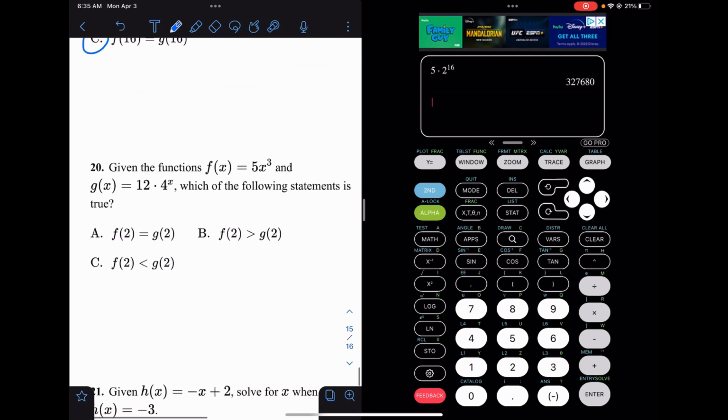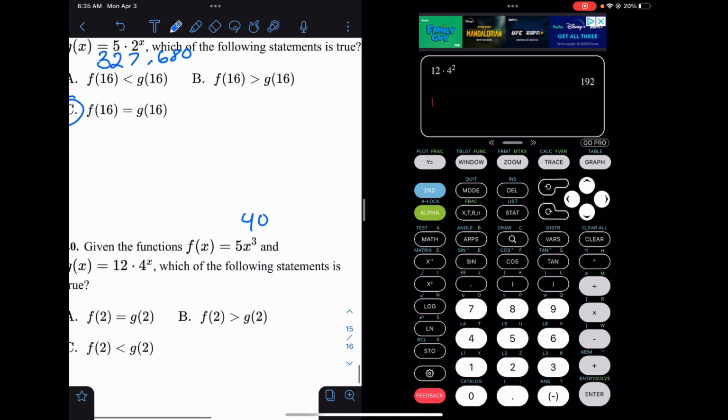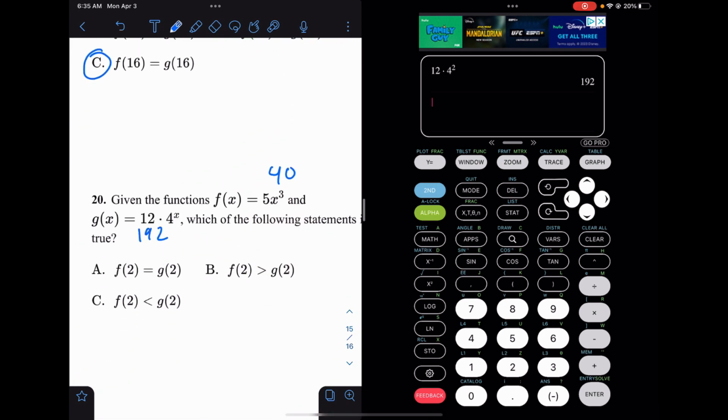All right. So now next one. If you look at these ones, you literally have to look at the answers to see what you're plugging in. Here they want us to plug a 2 in, right? So we're going to do 5 times 2 cubed, and I get 40. And for this bottom one, I'm going to get 12 times 4 to the power of 2, and I got 192. So f of x is equal to 40, and g of x is equal to 192. So g of x is greater than f of x. That would be your answer there.